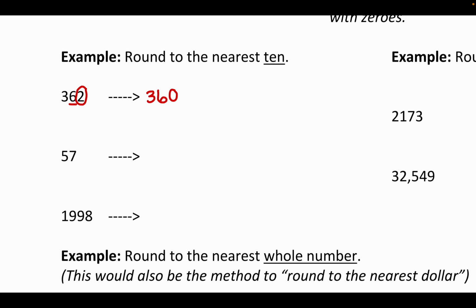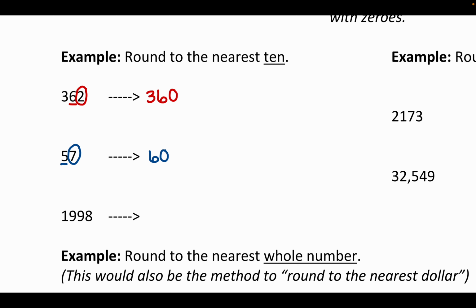Looking at the next example, we have a value of 57 that we're rounding to the nearest 10. We're looking at the 5 that's in the tens place, and the 7 will tell us what to do with it. Because our 7 is 5 or higher, that means that our underlined 5 gets bumped up to the next value. So 5 becomes a 6, and we need to remember to replace that dropped digit with a 0. So 57 rounds up to 60.